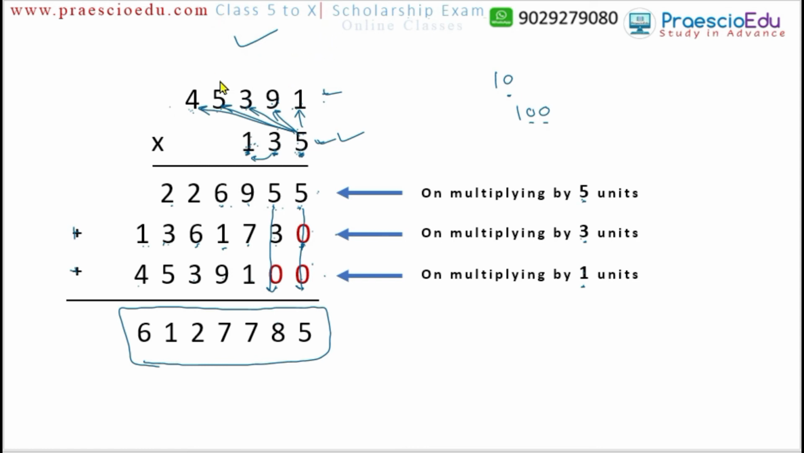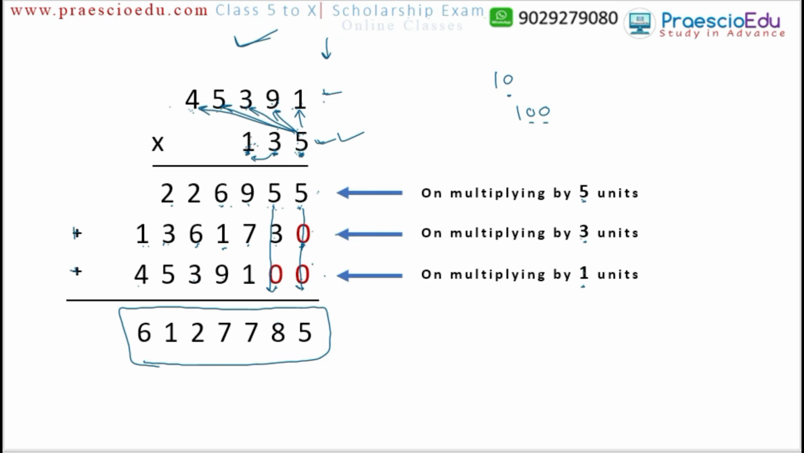This example is a 5 digit number with a 3 digit number, but in our topic we are multiplying a 7 digit number by a 3 digit number. The same method applies. For understanding the concepts and fundamentals, I think this example is a very good one.